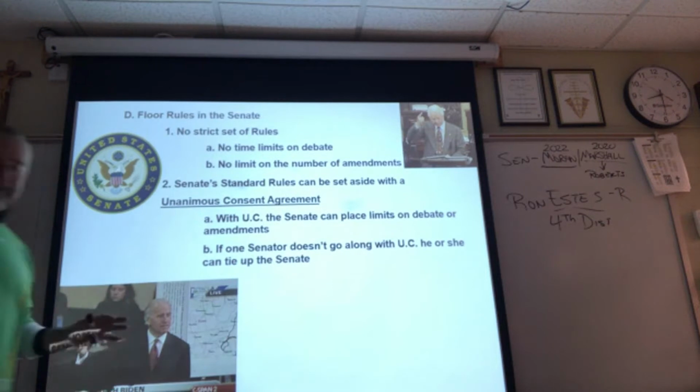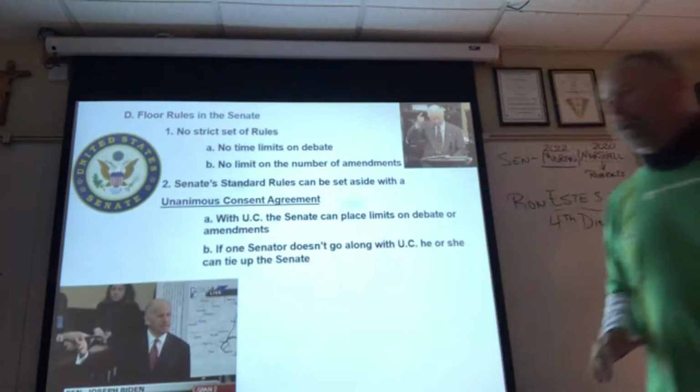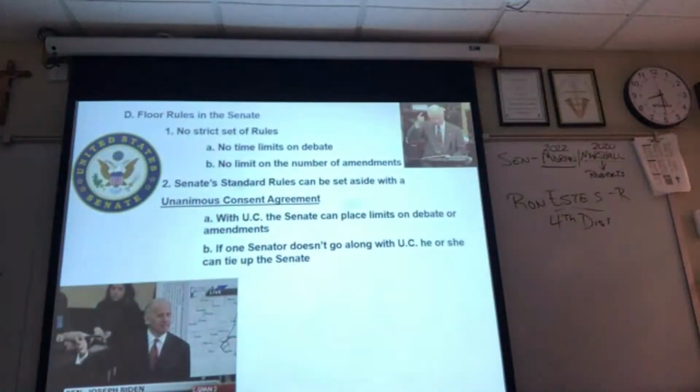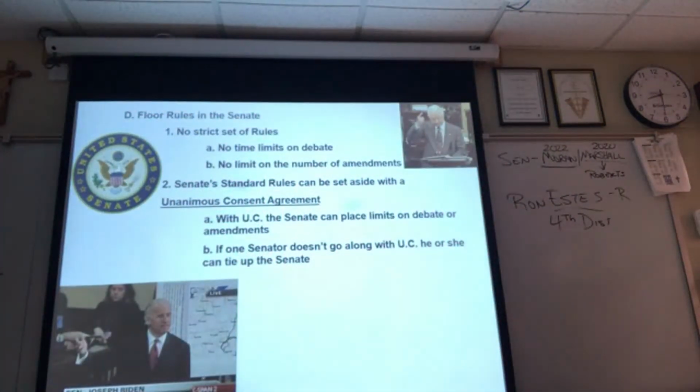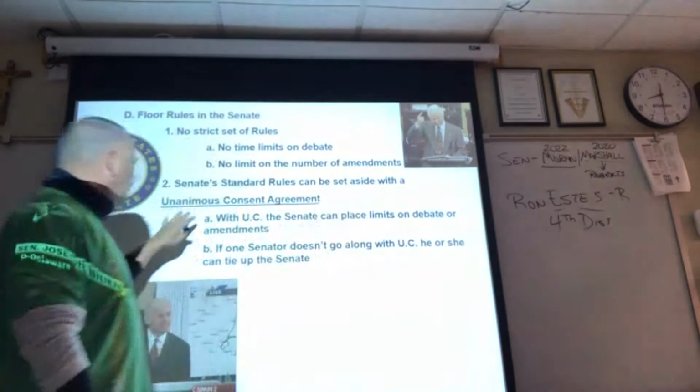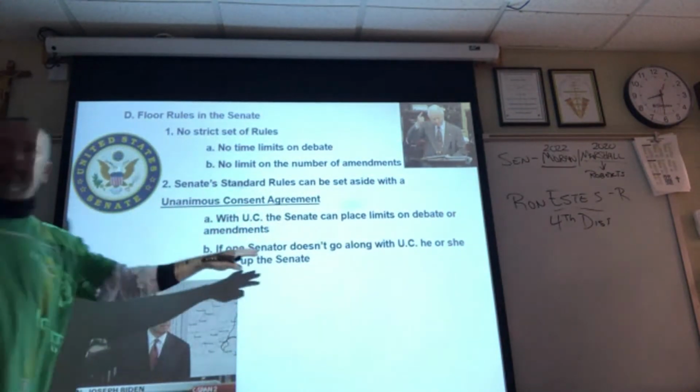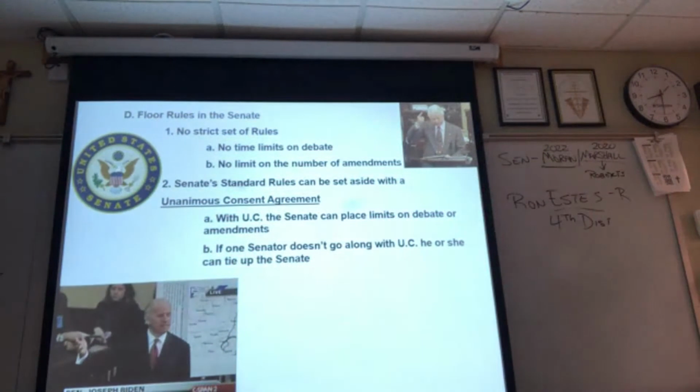Okay, so no time limits on debate. No limit on the number of amendments. Because this is vital to what is going on in Washington and in the Senate as we speak today. Now, since there's no limit, they can set a limit. Senate standard rules can be set aside with a unanimous consent agreement. In the Senate, what would unanimous be? 100 to 0.